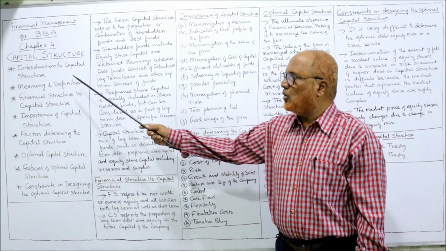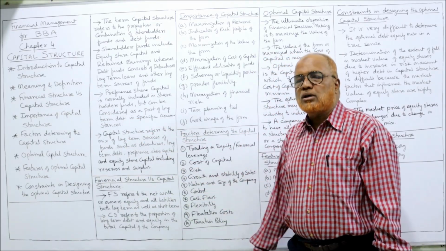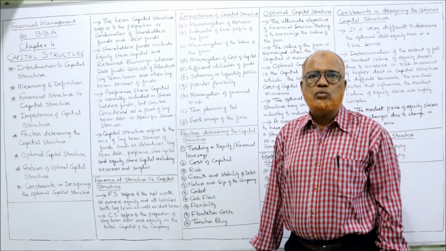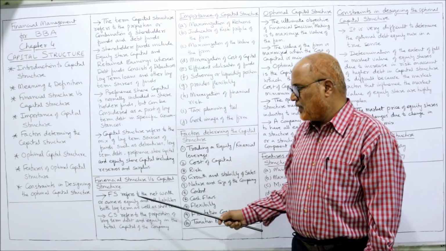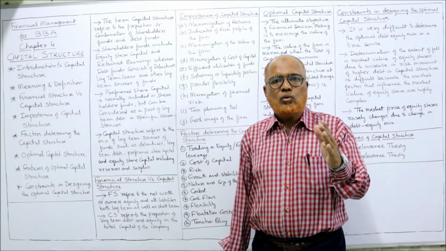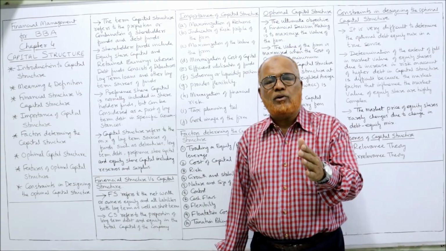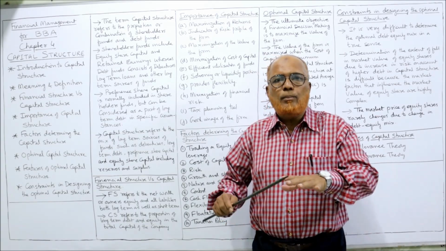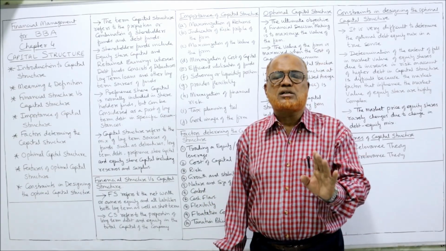So I have explained to you the introduction and meaning. Now, financial structure versus capital structure. There is a slight difference between these two concepts. Financial structure means the equity share capital plus all long-term debts, non-current liabilities as well as current liabilities. So the complete liability side of the balance sheet is called financial structure.